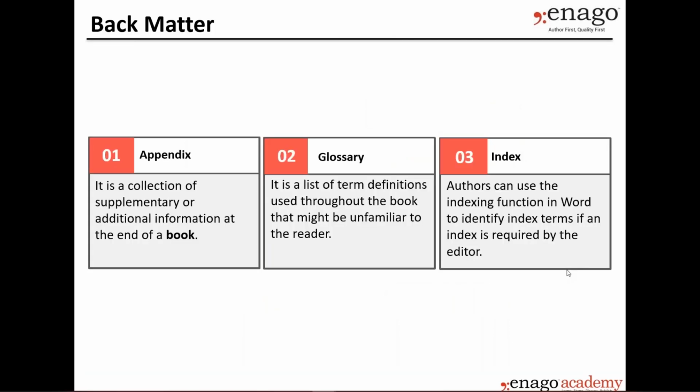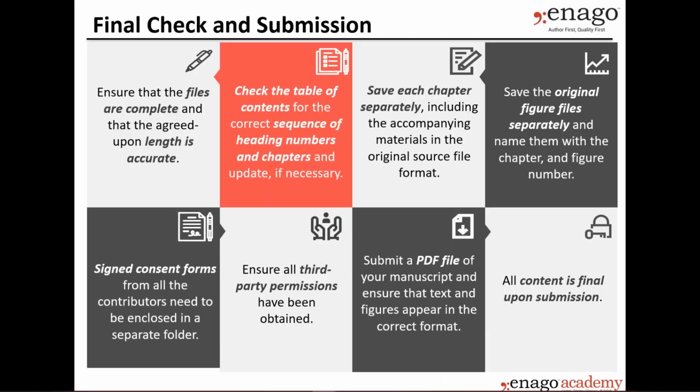Then the back matter, the appendix and glossary and index. Appendix is a collection of supplementary or additional information at the end of the book. It exists for some books, for others not. Glossary is a list of terms and definitions used throughout the book that might be unfamiliar to the reader. And in index, authors can use the indexing function in Word to identify index terms if an index is required by the editor. Then the final check and submission.